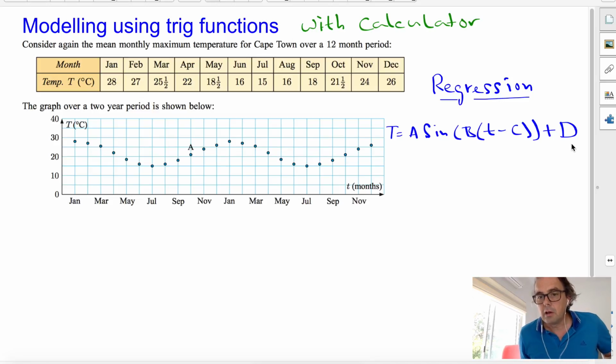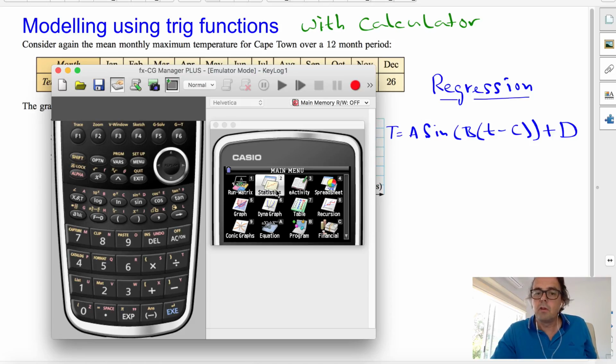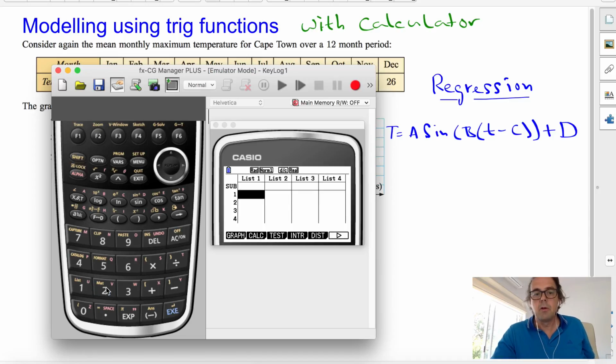Now on your calculator you can do a thing called regression, and with regression what you find is A, B, C, and D. Just much easier than doing it by hand, and also a lot more accurate. So here goes. You open the calculator, and we're going to menu 2, the statistics menu. So you can press menu and then 2 and you're there.